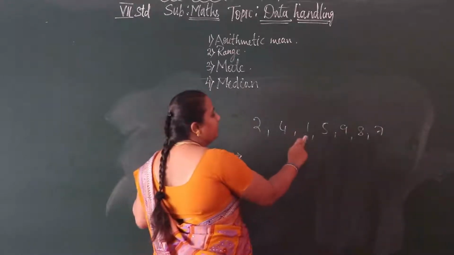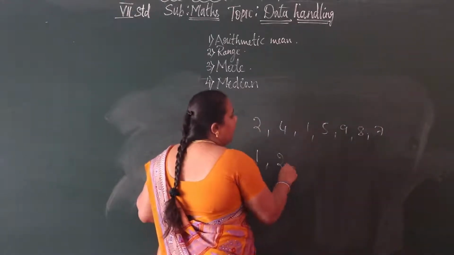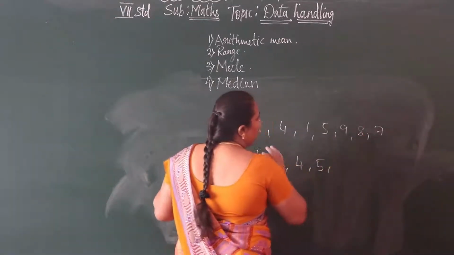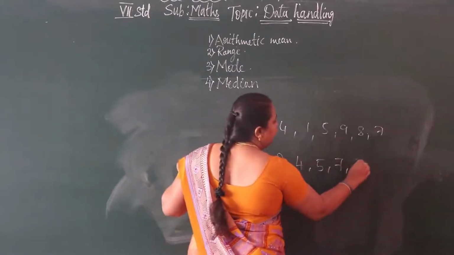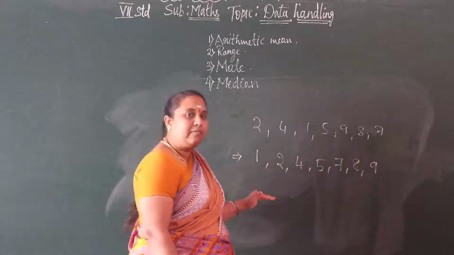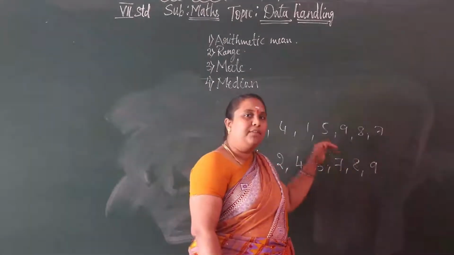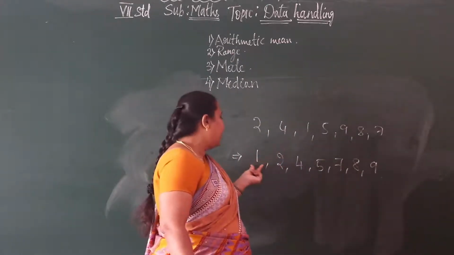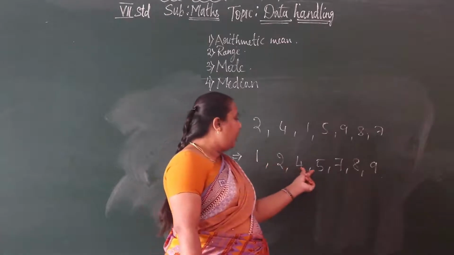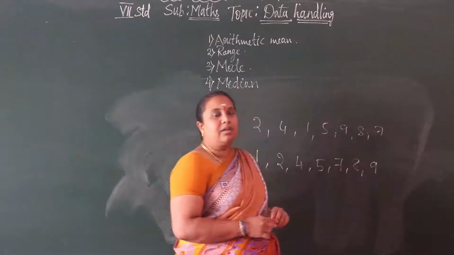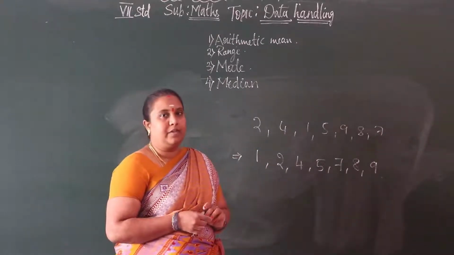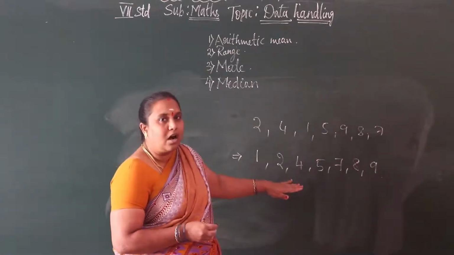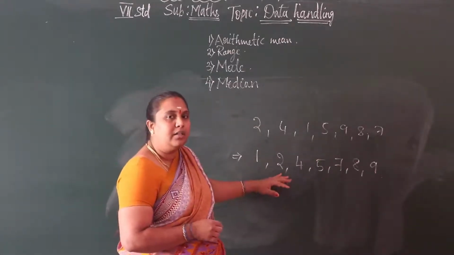So which is the smallest number here? 1, and then 2, and then 3. There is no 3, and 4, and 5. 6 is not there here, and 7, 8, and 9. So here we have to write like this in ascending order of the given set of data, and we have to count the data. See how many data are there? 1, 2, 3, 4, 5, 6, and 7. So we have 7 set of data here, which means it is an odd number of data.